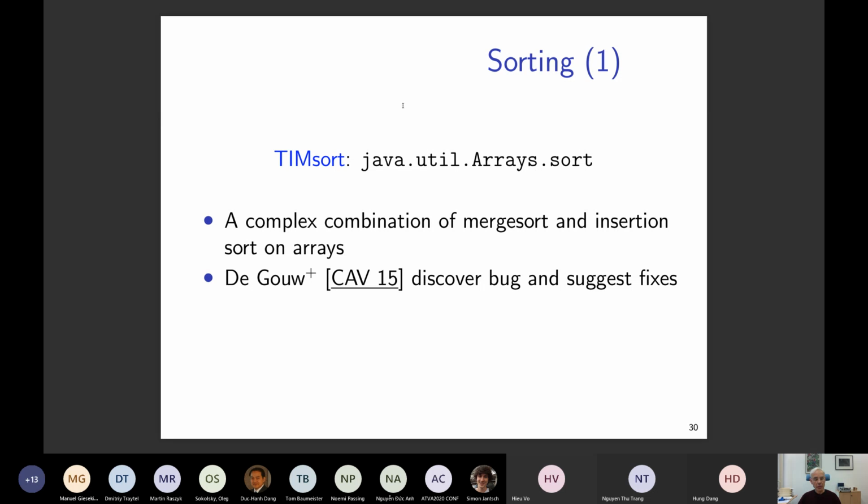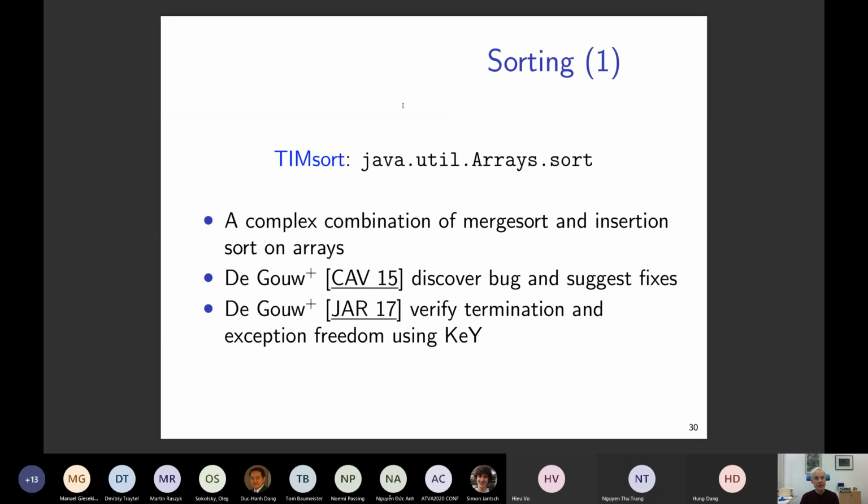The bug was that with very large arrays, like at least 2 to the 16 elements, I think even more, an exception was raised: index out of bounds. Then two years later, they managed to verify their improved version and show that it terminates and that it's free of exceptions using this KeY system that I mentioned earlier. I asked them whether they also intended to verify functional correctness, because they hadn't done that yet. They said, probably not. It would be a significant further amount of work.